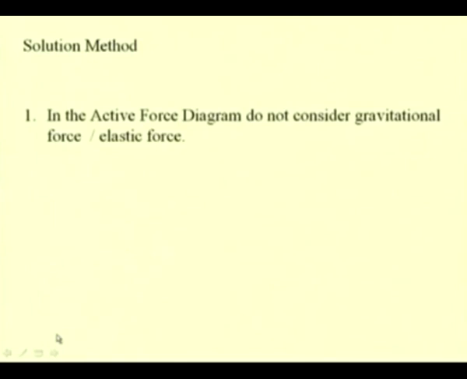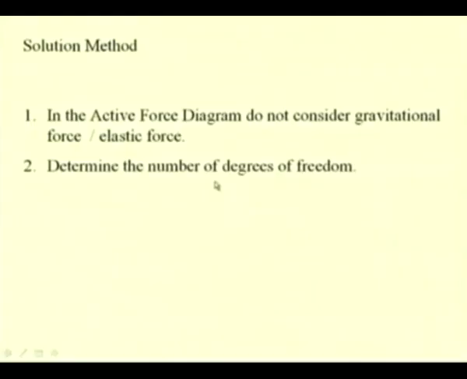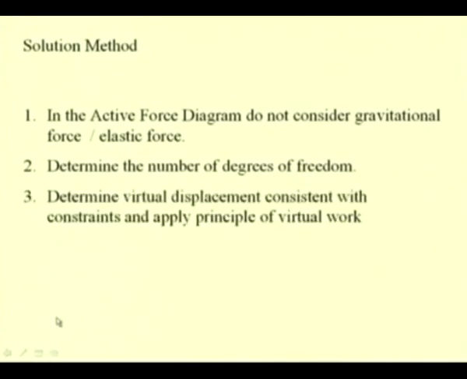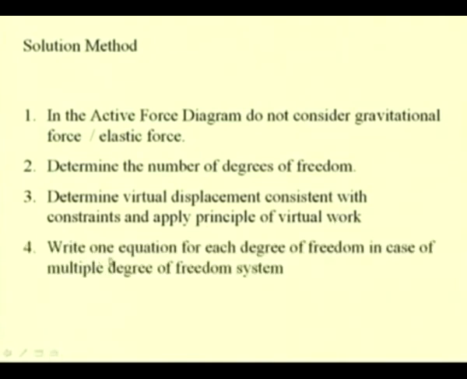So, let us see the solution method. In the active force diagram, we do not consider the gravitational forces or the elastic forces, because these are taken care of by the potential energy change term that we are going to use. Then determine the number of degrees of freedom as we do. Then determine the virtual displacement consistent with the constraint and apply the principle of virtual work, and write one equation for each degree of freedom. In case of a multiple degree of freedom system, for an n degree of freedom system, we have n equations.